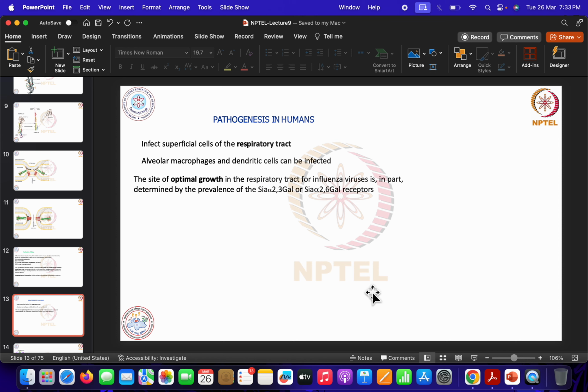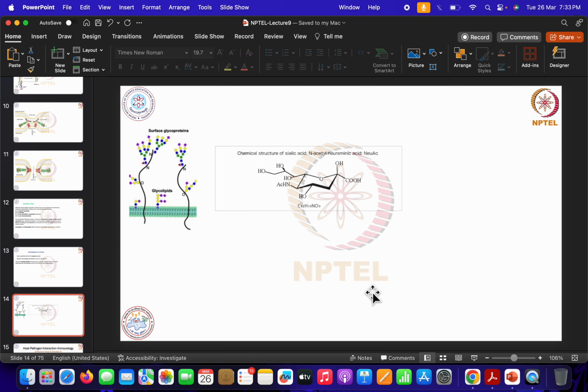Pathogenesis in humans: the virus infects superficial cells of the respiratory tract; alveolar macrophages and dendritic cells can be infected. The site of optimal growth in the respiratory tract for influenza viruses is determined by the prevalence of Sia alpha 2,3 Gal or Sia alpha 2,6 Gal receptors.